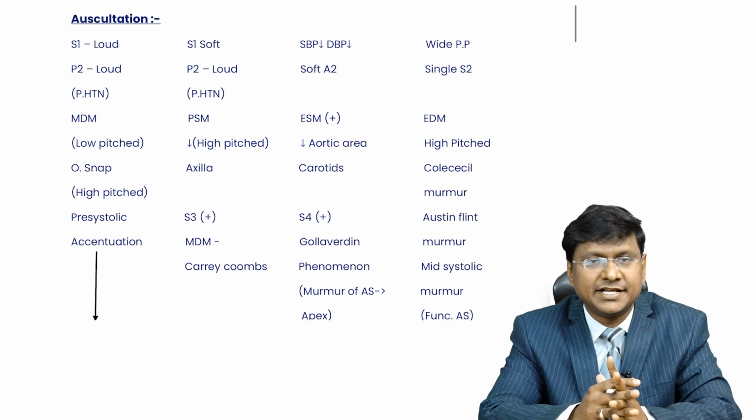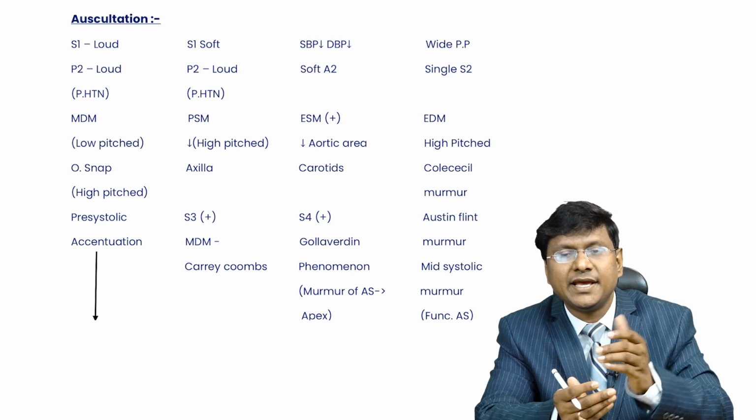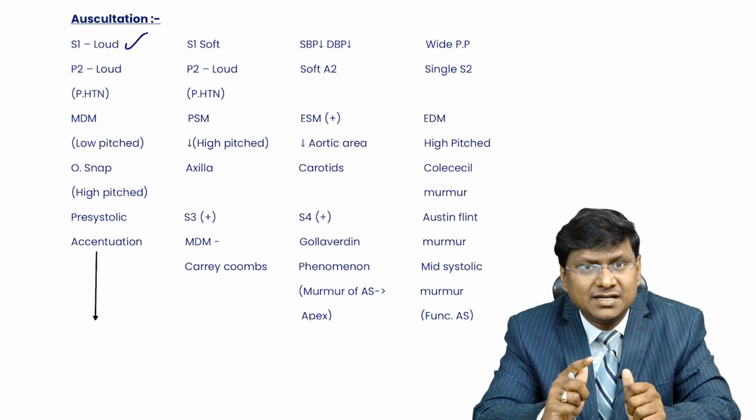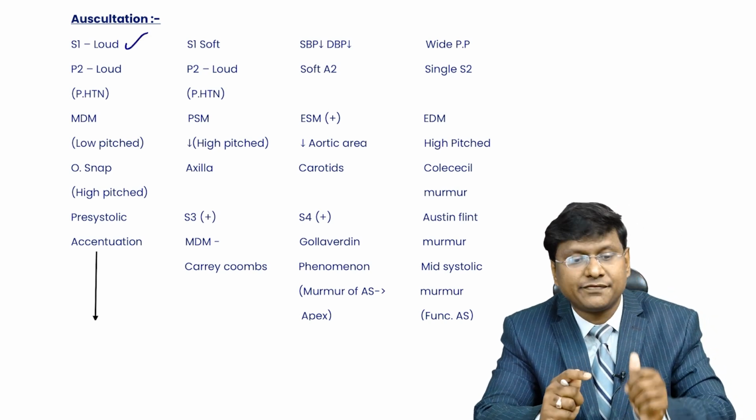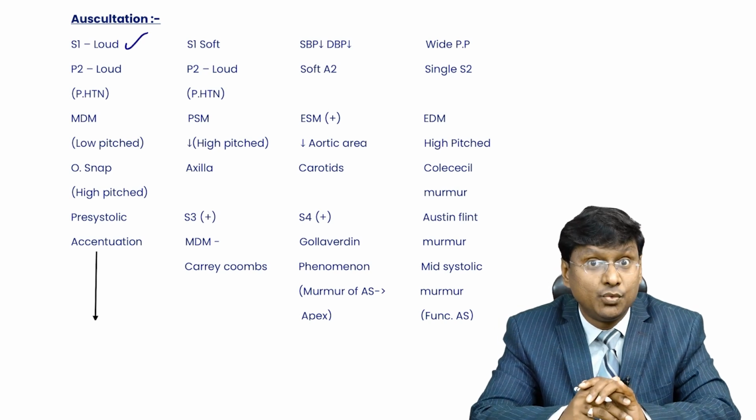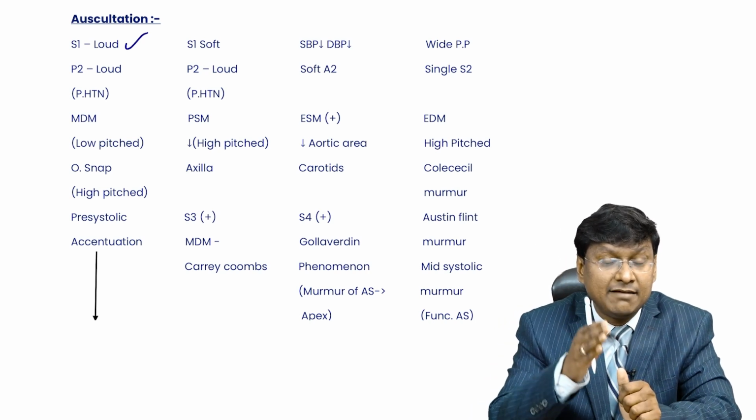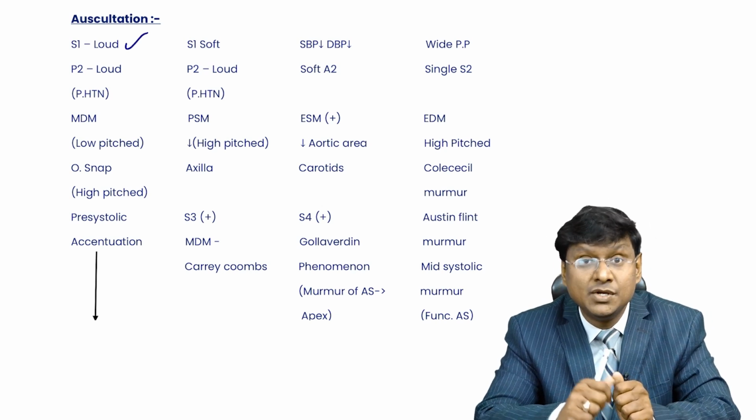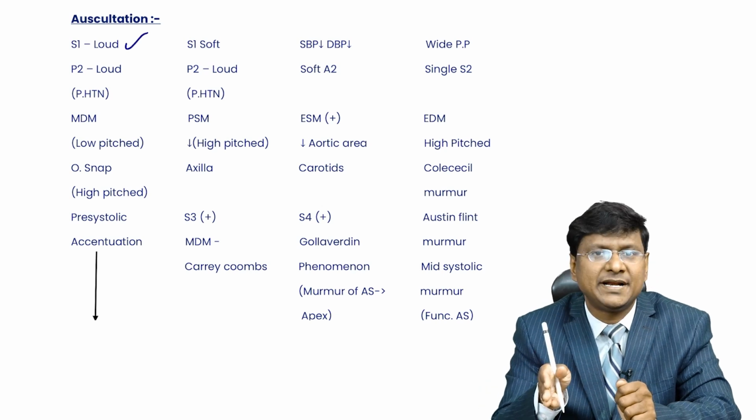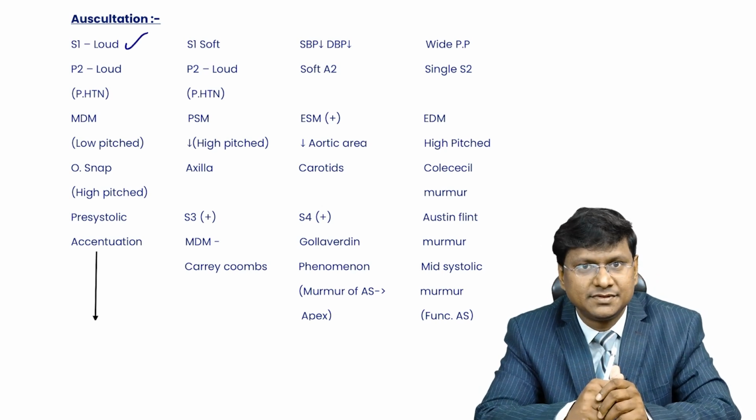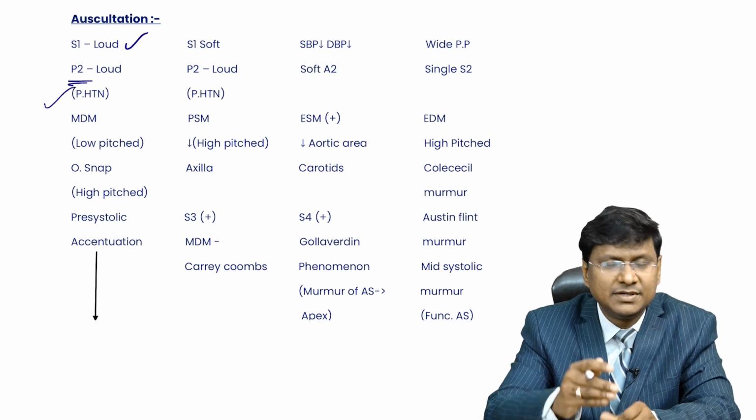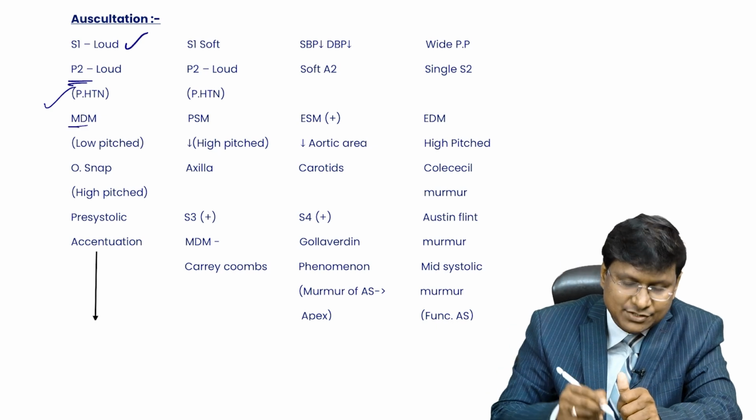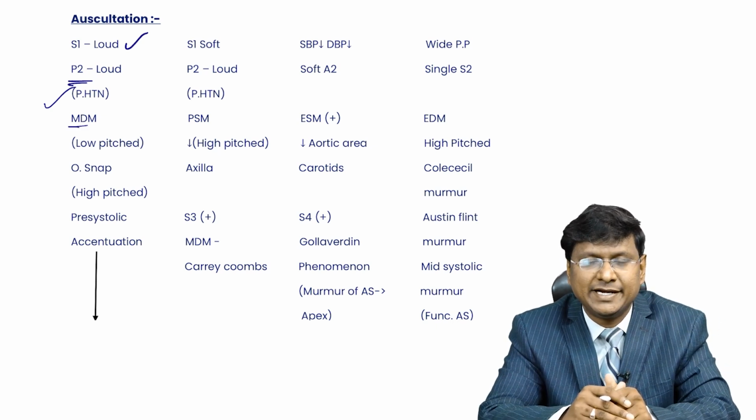Now, coming to the auscultation findings. In case of mitral stenosis, you will have a loud S1, but this loud S1 is present in rheumatic heart disease causing mitral stenosis. Whereas if mitral valve calcification is causing the MS, then you will have a soft S1. If MS is associated with atrial fibrillation, then you will have a variable S1. Then P2 will be loud, and that is due to pulmonary hypertension, and the characteristic murmur in patients with mitral stenosis will be the mid-diastolic murmur, which is a low-pitched murmur heard at the apex of the heart.